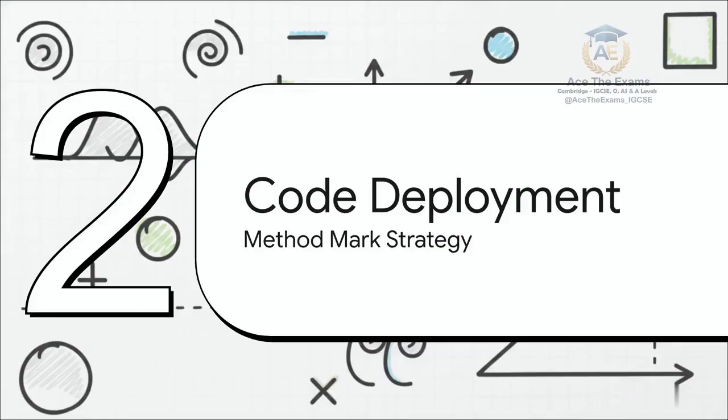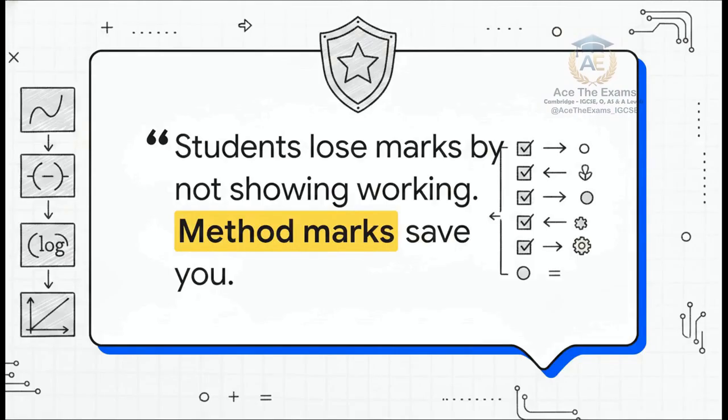Section 5. Code Deployment. The Method Mark Strategy. And honestly, this brilliantly illustrates our ultimate fail-safe patch. This is a direct quote from the principal examiner report. Students lose marks by not showing working. Even if your final answer is wrong, method marks can save you. Always, always show your working.